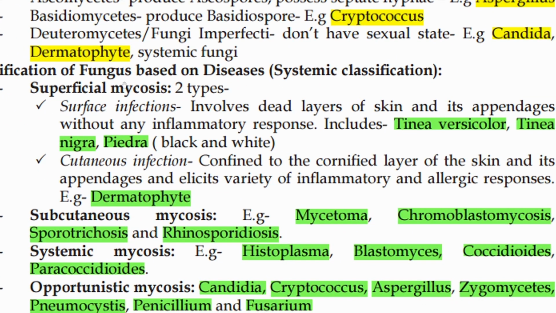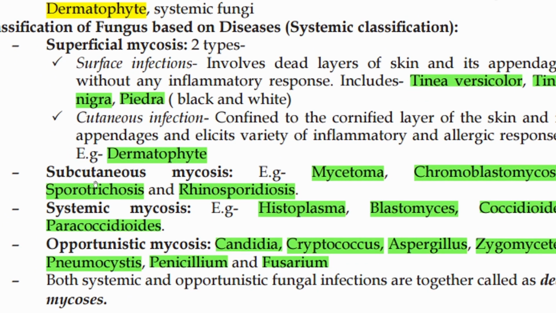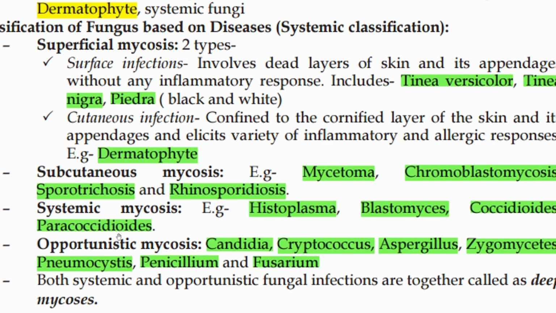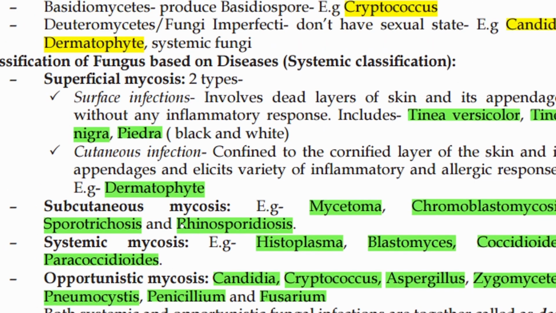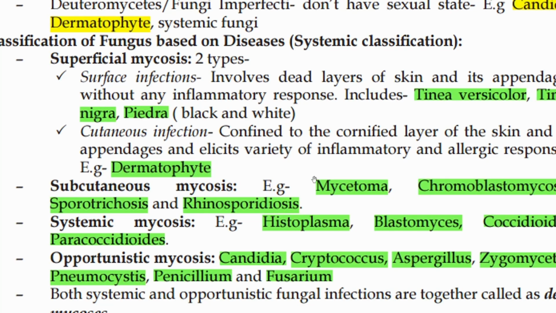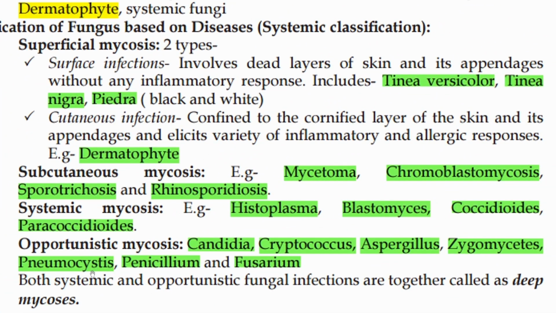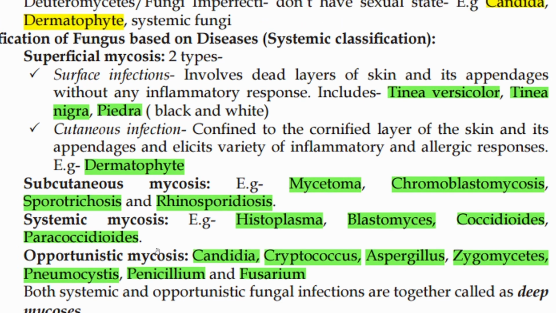Then we have the classification of the fungus based on the disease. Superficial mycosis, superficial means on the skin. Subcutaneous means below the skin. Systemic means inside the body wherever. Opportunistic mycosis means if you have, unluckily, HIV or if you are undergoing chemotherapy, steroid therapy, or maybe any organ transplantation, only then do these organisms come into action.